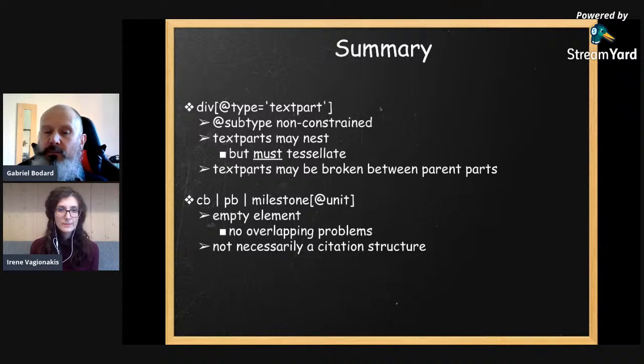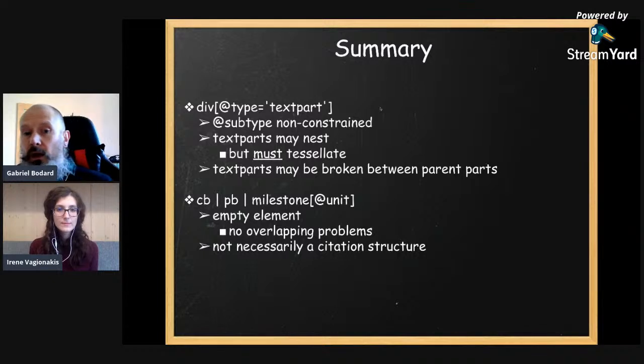And individual text parts may, in this case, need to be divided up between their parents' parts because they can't overlap. You can't have a fragment overlapping with a column. If that's the case, you have to decide that the fragment has 2 columns in it and the second fragment has 2 columns in it.